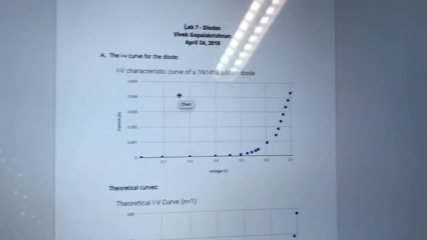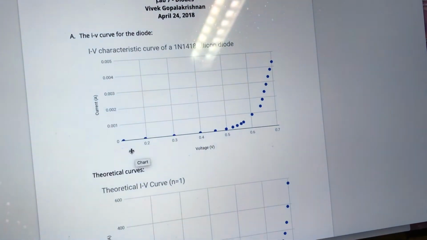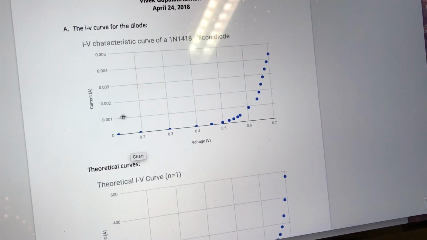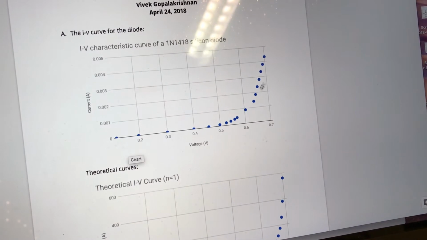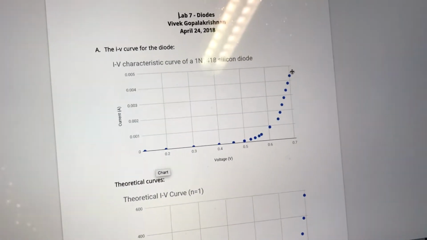Very low voltages across the diode, there is no current flowing through, but once the voltage crosses a certain threshold, the current is allowed to flow through the diode.